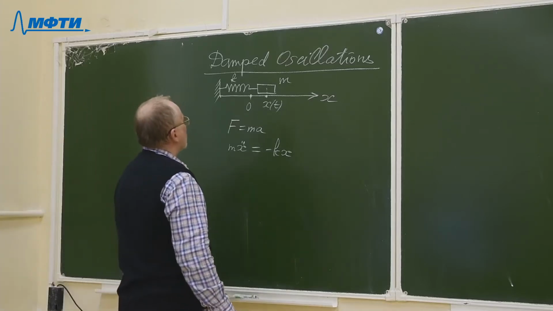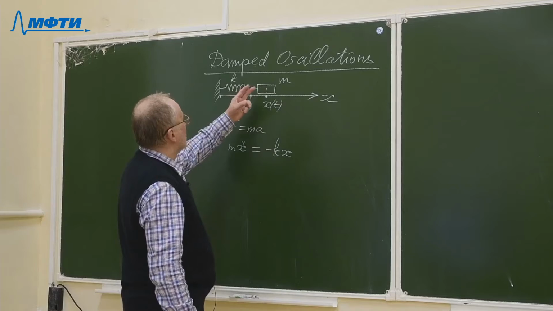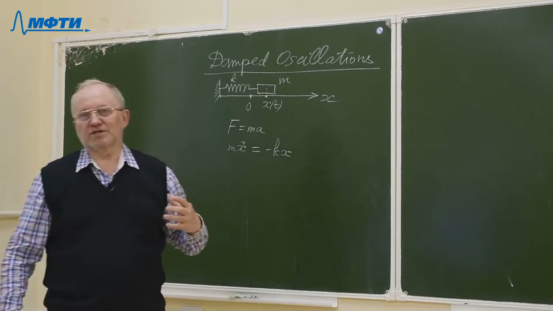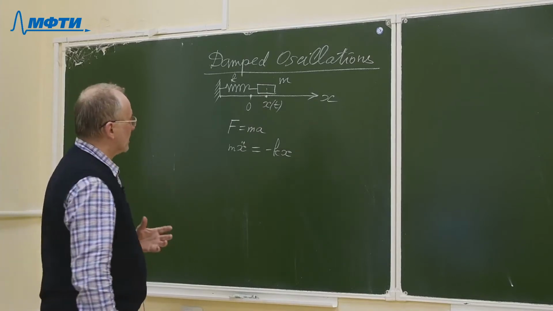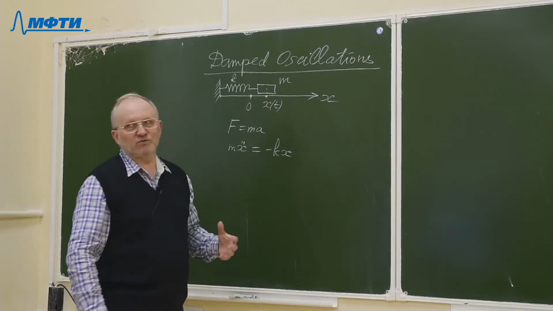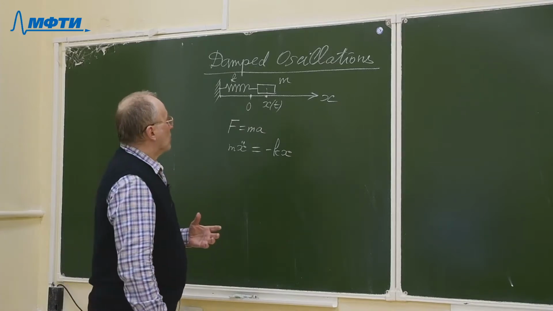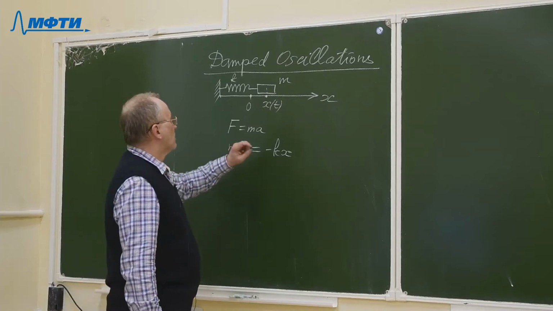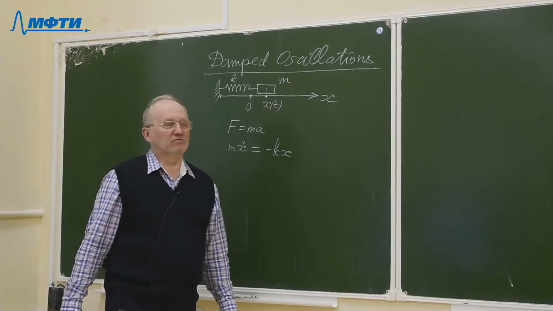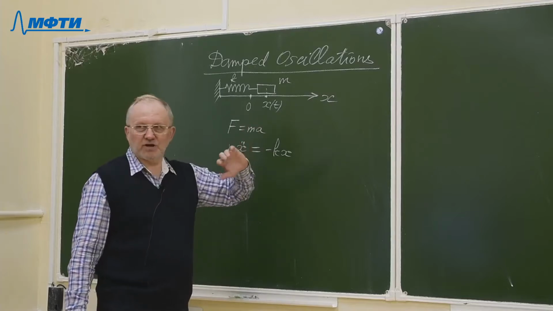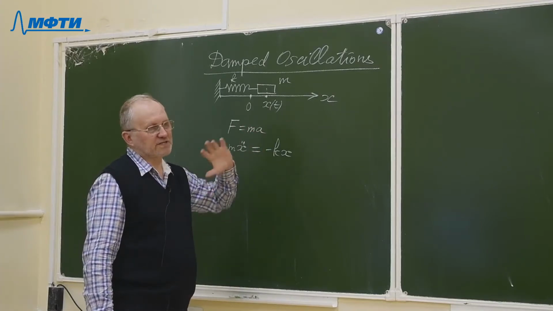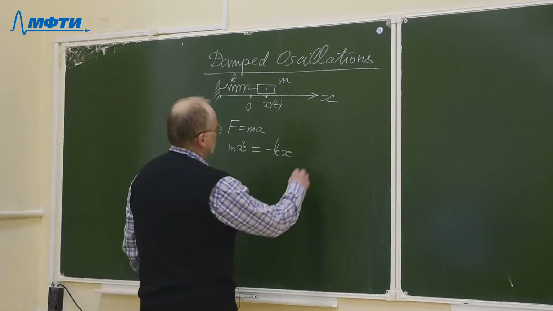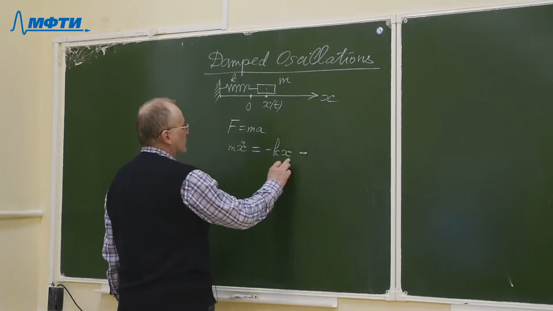If the oscillation is damped, then the amplitude of oscillation is decreasing with time, and this is caused by forces of friction or forces of air drag, and we will consider viscous friction only. We will not consider dry friction. Dry friction is a more complicated thing. We will start from viscous friction or air drag, and the forces of air drag should be added here to the force from the spring.